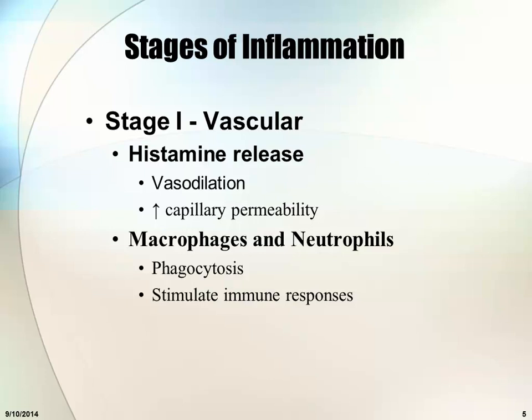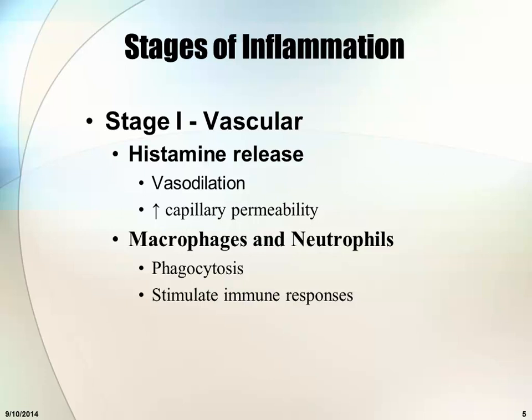But these stages are predictable. And the first stage is the vascular stage. This is an immediate response the body does when we have some kind of injury or invasion of pathogen. And so the injured tissue is going to cause histamine to be released, which is going to cause vasodilation. As this histamine is released, it's also going to cause capillary permeability.